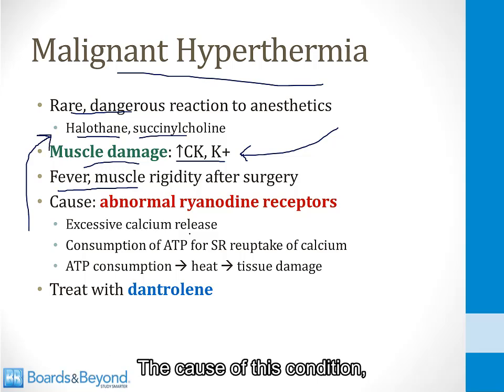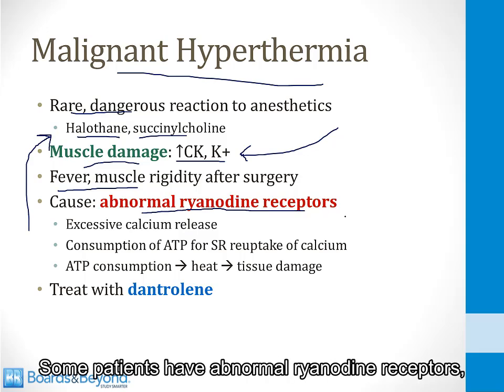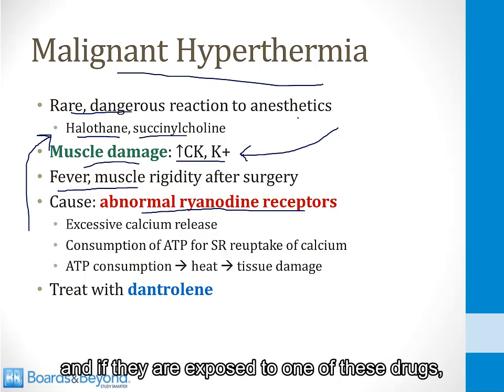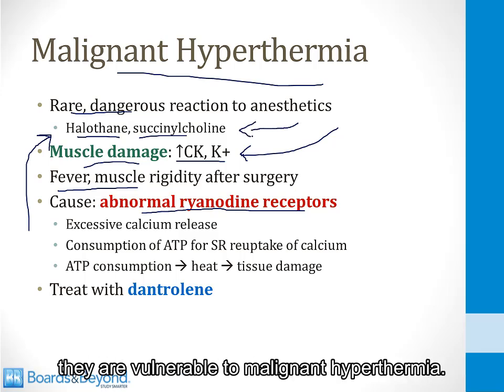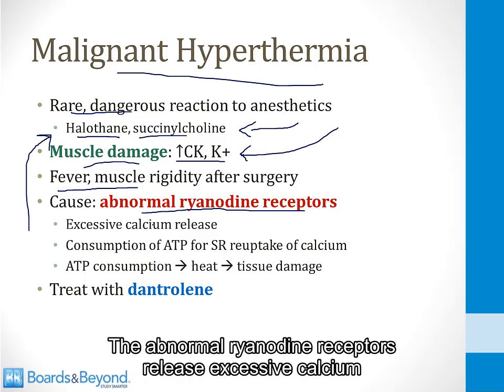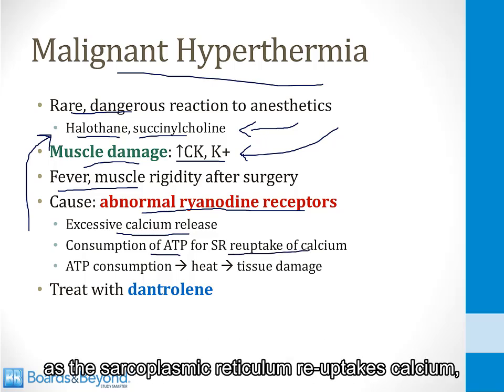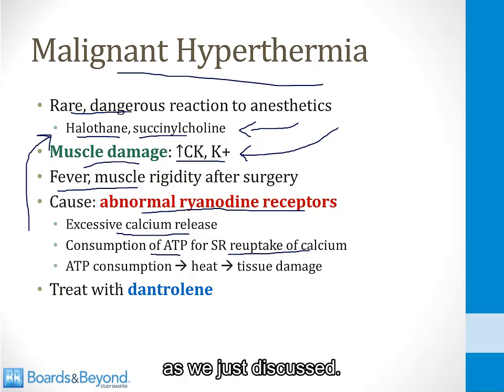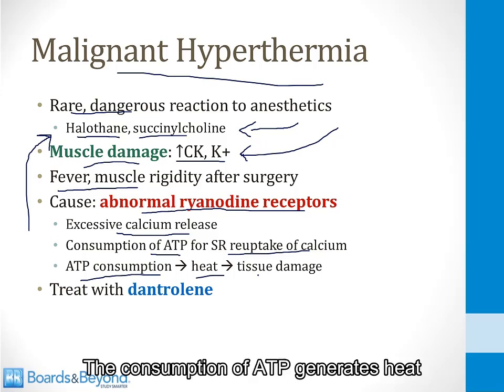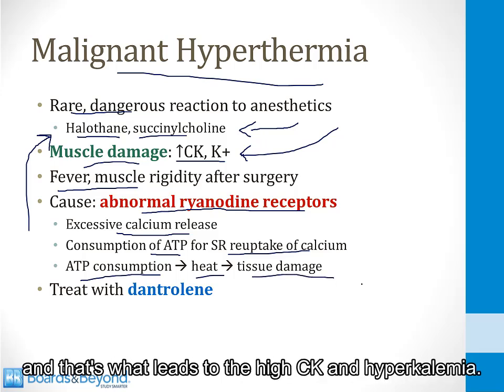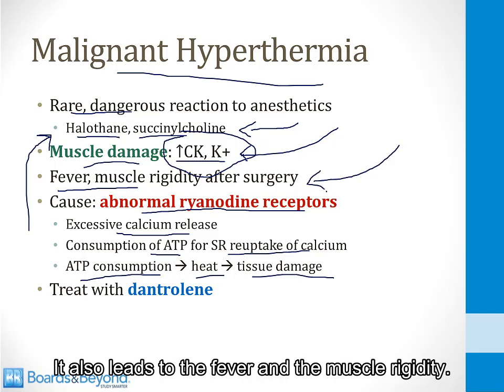The cause of this condition, and this is what you need to know for Step 1, is abnormal ryanodine receptors. Some patients have abnormal ryanodine receptors, and if they are exposed to one of these drugs, they are vulnerable to malignant hyperthermia. The abnormal ryanodine receptors release excessive calcium, and then ATP is consumed as the sarcoplasmic reticulum reuptakes calcium, as we just discussed. The consumption of ATP generates heat, and that leads to muscle tissue damage, and that's what leads to the high CK and hyperkalemia. It also leads to the fever and the muscle rigidity.